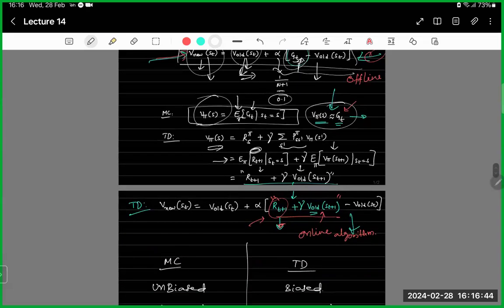But here there is only one random variable which you are currently incorporating, and V old of S T is some estimate which you are using. So it won't fluctuate as fast as R T plus 2 and so on. So the fluctuations in the second update will be lesser compared to the fluctuation in the first update. If you track V new of S T after every episode and plot it, with update number on the x axis and V new of S T on the y axis, you'll see a lot of fluctuations in the Monte Carlo update rule, while in the TD update rule the fluctuations will be a little lesser.